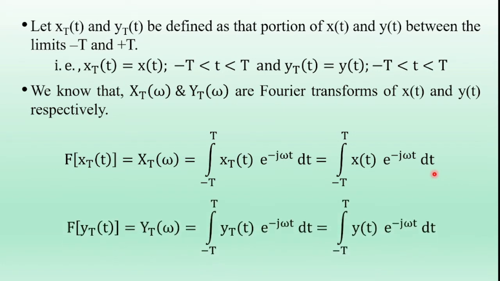Similarly, the Fourier transform of y_T(t) is Y_T(omega), which is equal to the integral from minus T to plus T of y_T(t) e^(-j omega t) dt. In this interval, y_T(t) is equal to y(t). Therefore, Y_T(omega) is equal to the integral from minus T to T of y(t) e^(-j omega t) dt.